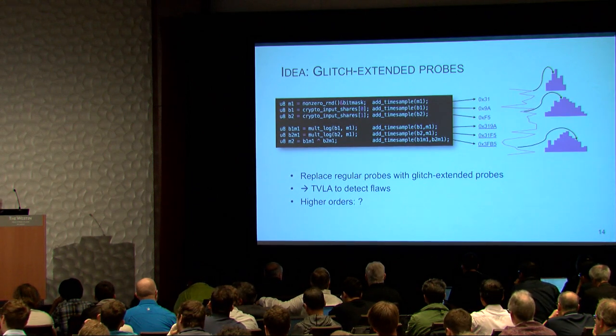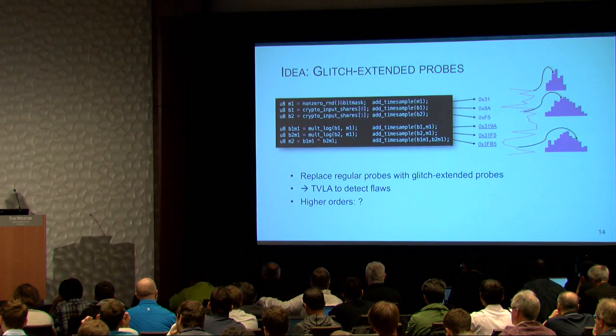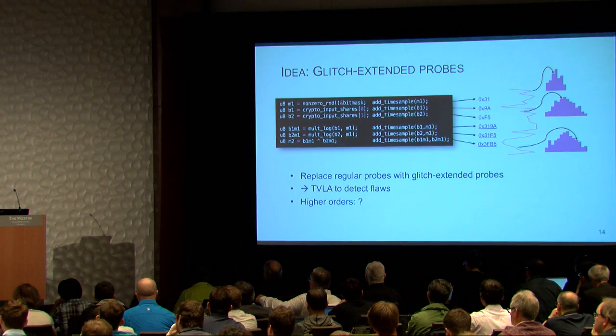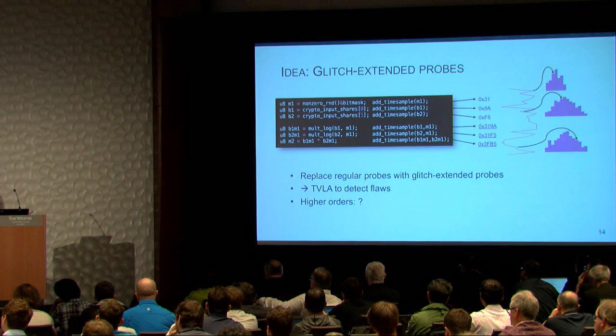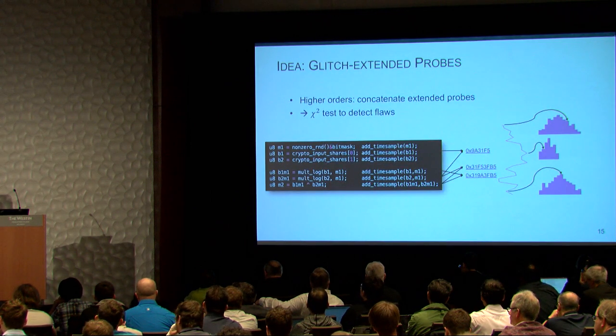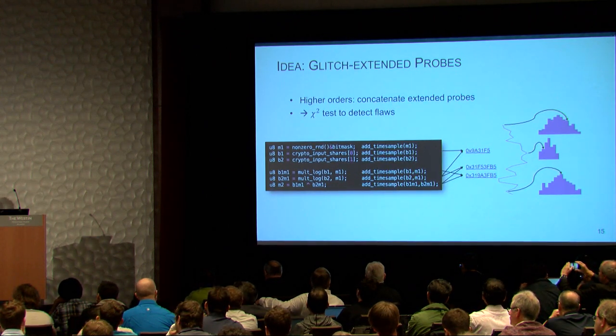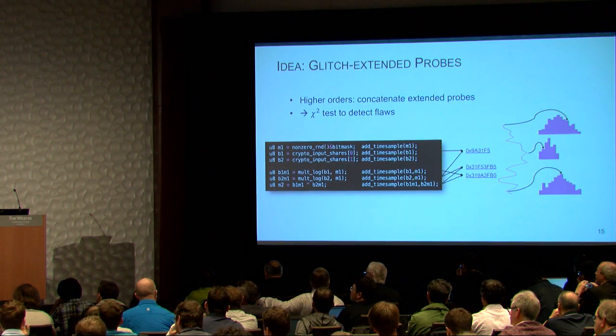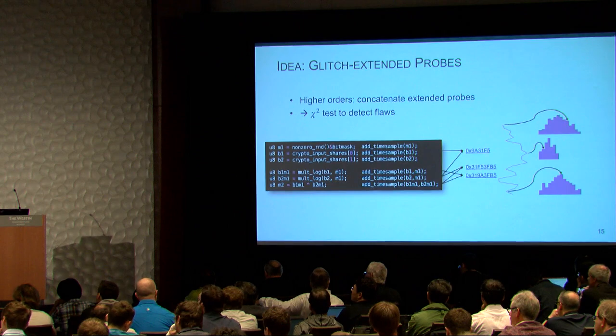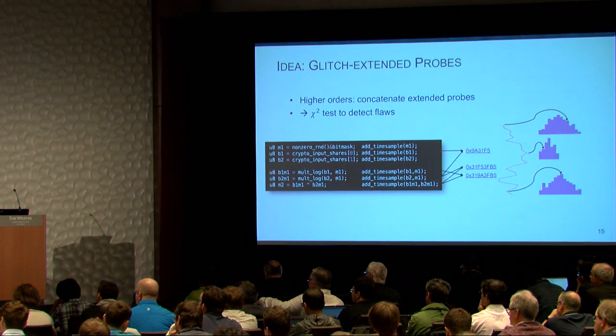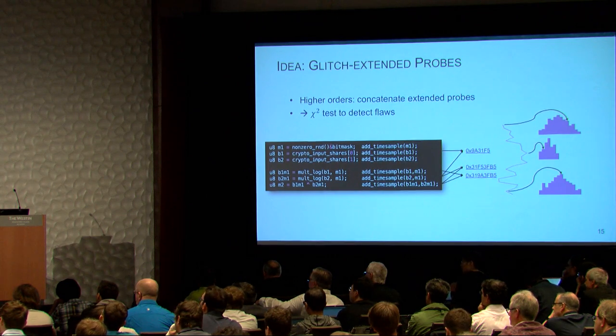So yeah, that works. But the problem is you cannot use this for higher orders because we realized that you cannot combine two glitch extended probes in a product because then you lose information. And we couldn't find any compression operation that compresses two glitch extended probes into one. So we decided that the only way to comprehensively test glitch security was to concatenate the glitch extended probes. Say that you want to verify second order security, then you're going to create a different kind of simulated trace where for every pair of intermediates in your calculation, you create a time sample that consists simply of the glitch extended probes concatenated.